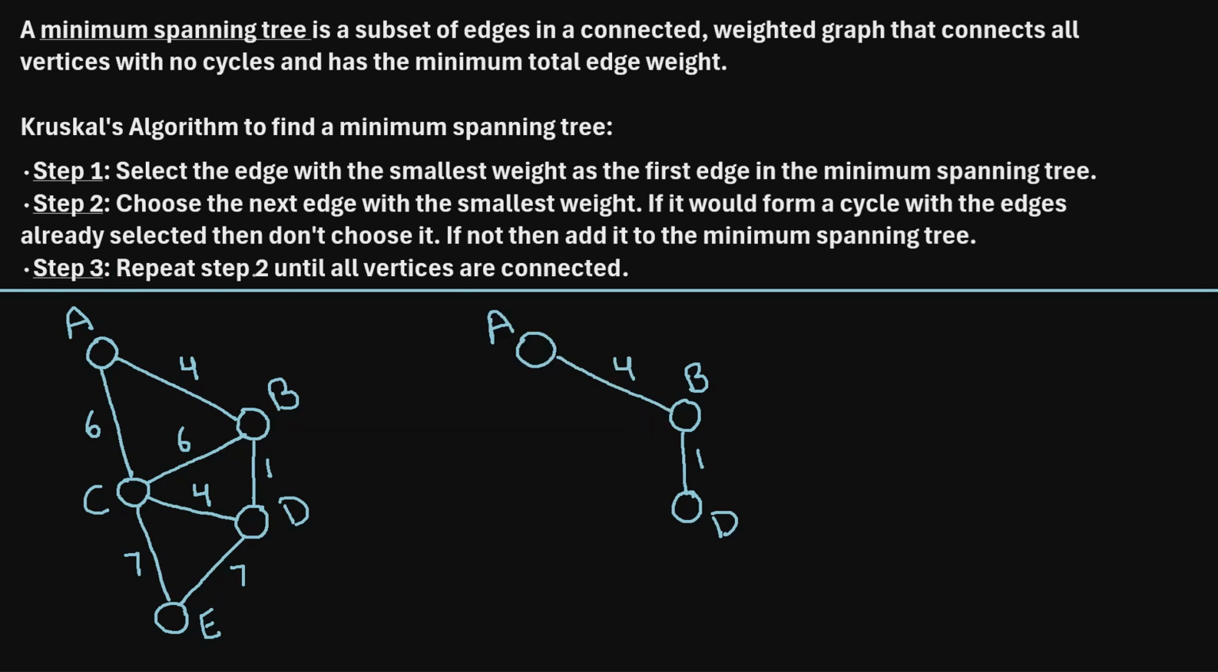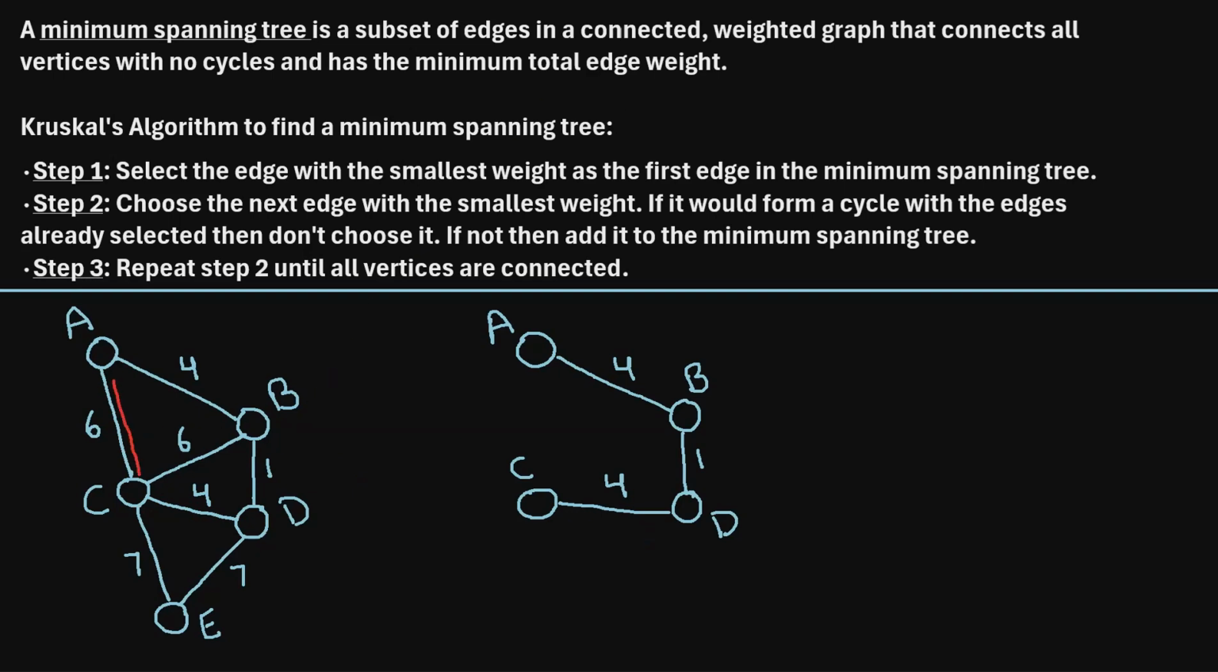Step 3 says just repeat step 2 until all vertices are connected. So we'll go back to step 2 and we'll choose the next edge with the smallest weight. So again, in this case, the next smallest weight would be this edge right here. So we'll add that to our tree. Okay, so we've just added that edge to our minimum spanning tree. Now we're just going to do that again. We're going to look for the next edge with the smallest weight.